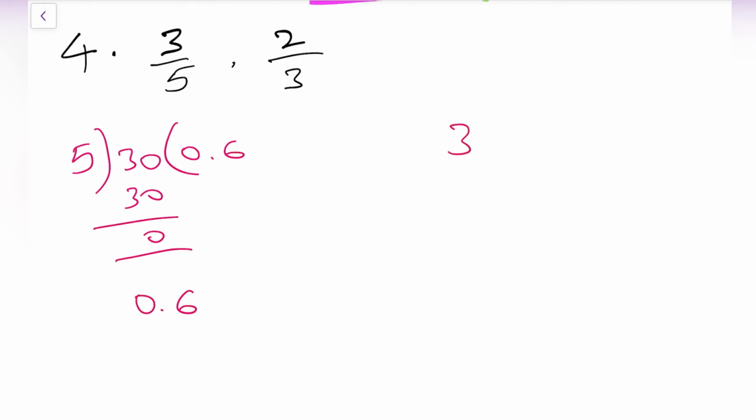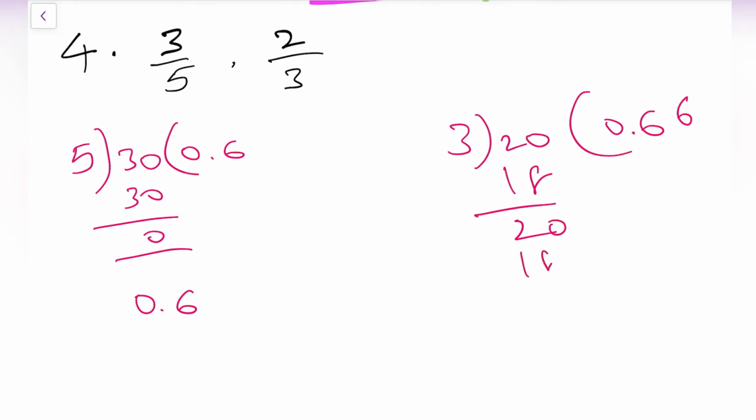Next, 2 by 3, if we take 3 sixes are 18, again 2, remainder 0, again 6 threes are 18, 2. It continues like that. So 0.6666 and so on. So the 3 by 5 value is nothing but 0.6, and 2 by 3 is nothing but 0.66666 and so on. Now in between these two numbers, so many decimals will be there.